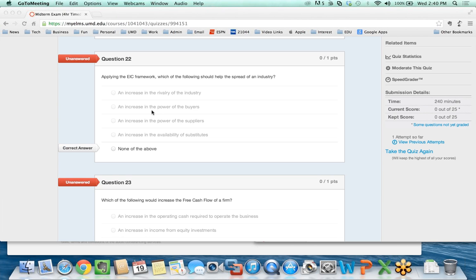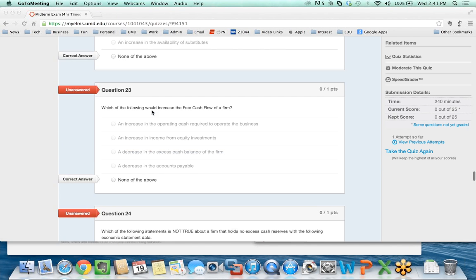Question 22, EIC. Applying the EIC framework, which of the following should help the spread of an industry? Well, if we increase the rivalry, it's probably going to hurt the industry profitability and hurt the industry spread. If there's more buyer power, that's going to hurt the industry profitability and the industry spread. If we increase the power of suppliers, same thing. And if there's more substitutes, it'll be harder to make money. So all four of those would ultimately hurt the spread of an industry. So the correct answer in this case would be none of the above.